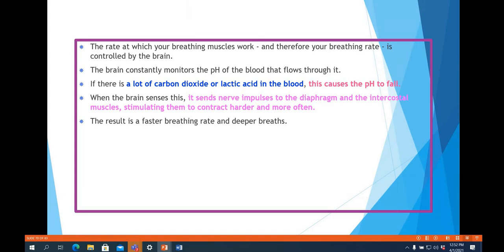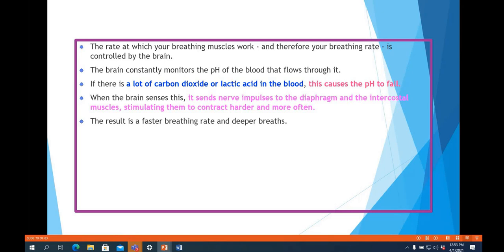Thank you. So the rate at which your breathing muscles work, and therefore your breathing rate, is controlled by your brain. So the brain constantly monitors the pH of the blood that flows through it. If there is a lot of carbon dioxide or lactic acid in the blood, this causes the pH to fall. So this is again where homeostasis comes into action. Homeostasis has to be maintained, which means stable body conditions have to be maintained. As soon as the blood pH falls below the normal level due to the production of lactic acid and carbon dioxide, your brain gets the signal immediately.